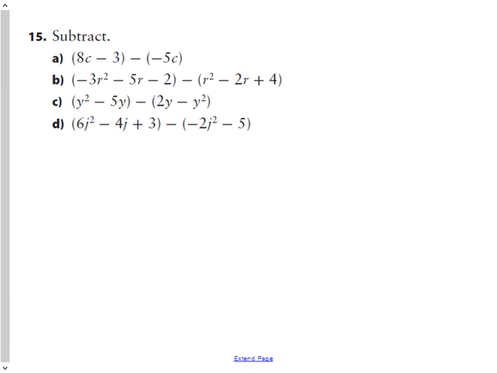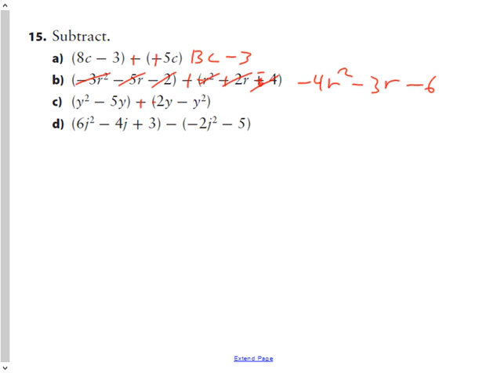Question 15, again, subtract. So keep the first polynomial, change to addition of the opposite. 8c and 5c make 13c, and minus 3 is your constant. Keep the first trinomial. This time we have a trinomial instead of a binomial. Change to addition, and use the opposite of every term in the brackets. Gather your r squareds first, your highest degree. A negative 3r squared and a negative r squared make a negative 4r squared. Negative 5r and positive 2r make negative 3r. And a negative 2 and a negative 4 make negative 6.